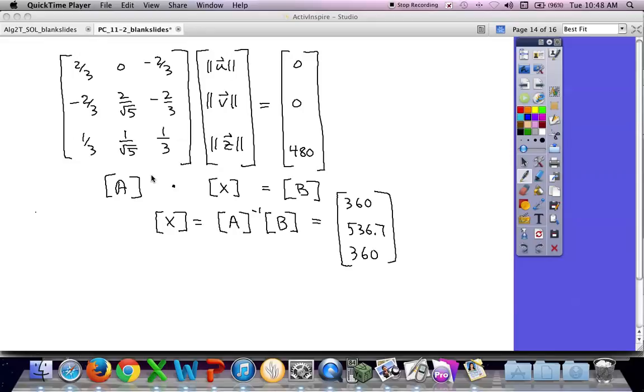Okay, if I just take the coefficients, this is turning that system of equations into a matrix equation. Right? These are the coefficients of that first equation going across the top. So it's a 3 by 3 times the variable matrix, which was the magnitude of u, the magnitude of v, the magnitude of z, the three things we don't know, equals the right-hand side, which is 0, 0, 480.